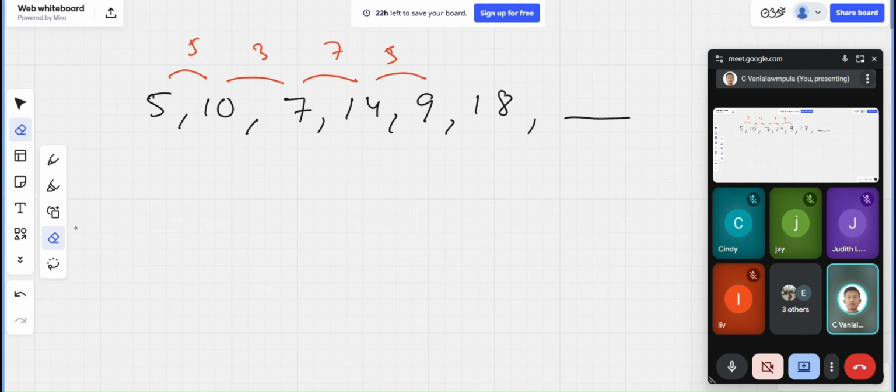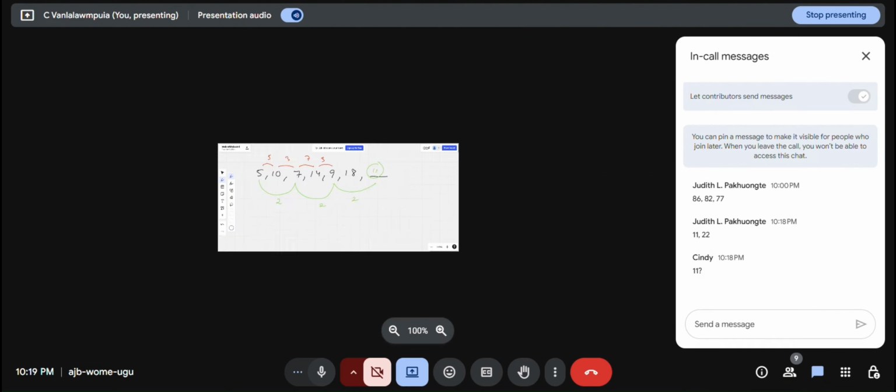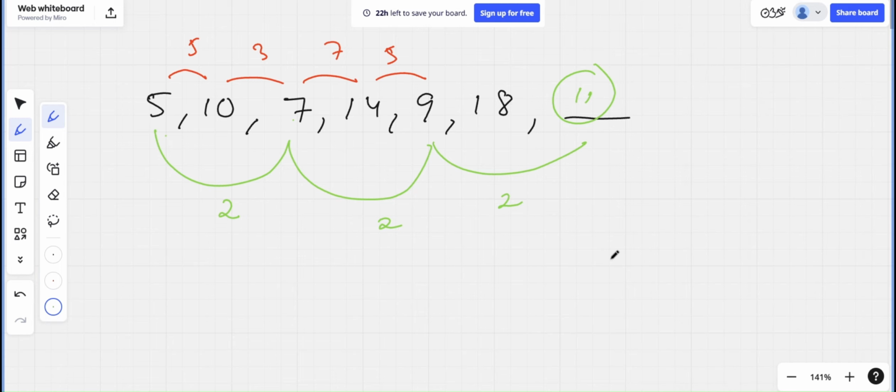So the next thing to do is you can skip like this. If you skip like this, it makes perfect sense. 5 to 7 is a 2 increment, 7 to 9 is a 2 increment, and another 2 increment, so it'll be 11. Do you get it? Give a thumbs up if you get it. Yes, it's 11. You guys are very good.